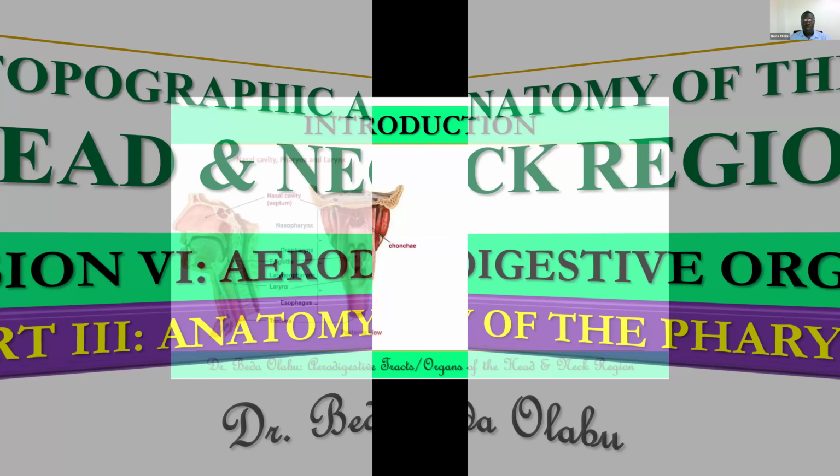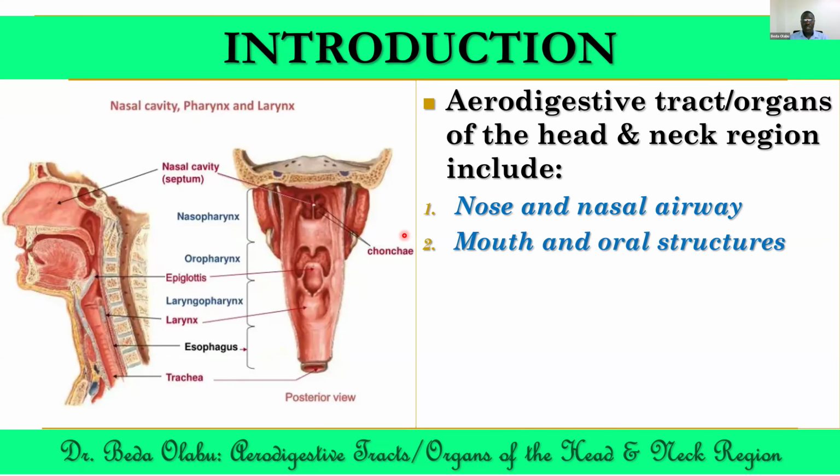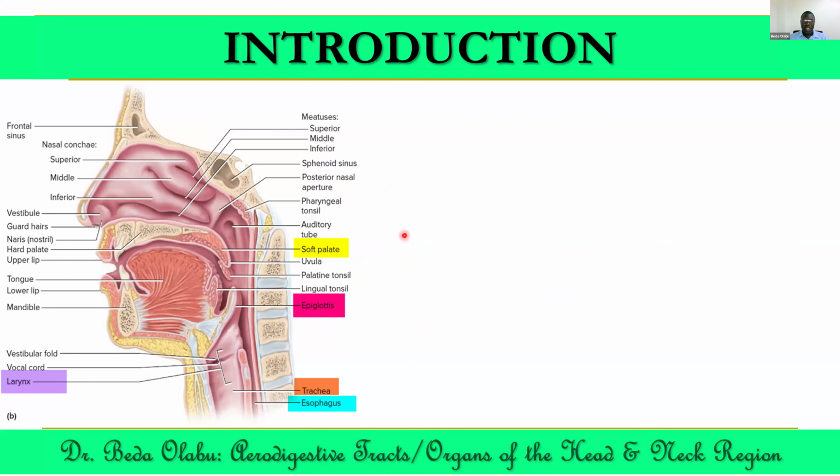Just to bring you to perspective, we have chosen to divide the lectures on the aerodigestive organs of the head and neck region into multiple parts for the sake of delivery. So the first one was on the nose and nasal airway. The second one was on the mouth and oral structures. This is the third one. We are focusing on the pharynx. We are yet to look at the larynx, the cervical trachea, and the cervical esophagus. So let's look at the pharynx.